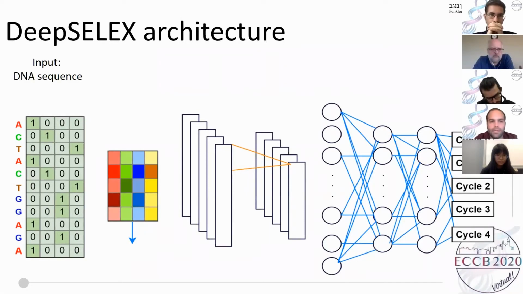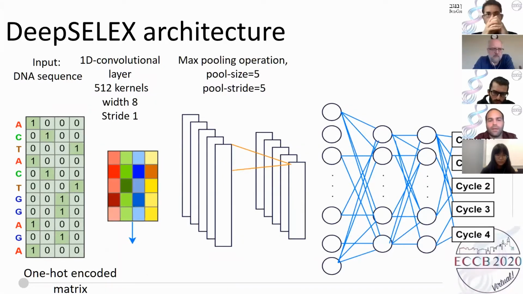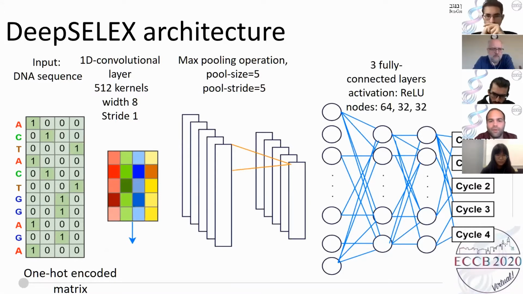The input of the model is a DNA sequence. The DNA sequence is converted into a one-hot encoded matrix. The second layer is a one-dimensional convolution layer with 512 kernels with width of 8 and stride of 1. And then we apply a max pooling operation, pool size of 5 and pool stride of 5. Afterwards, we have 3 fully connected layers with an activation function of ReLU. The lengths of the fully connected layers are 64, 32, and 32. The output layer has a sigmoid activation function and an output shape of 5. Each output corresponds to a different enrichment cycle in the HT-SELEX data.